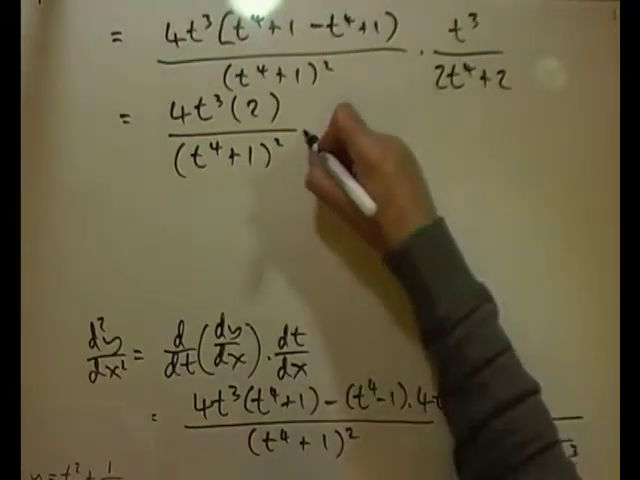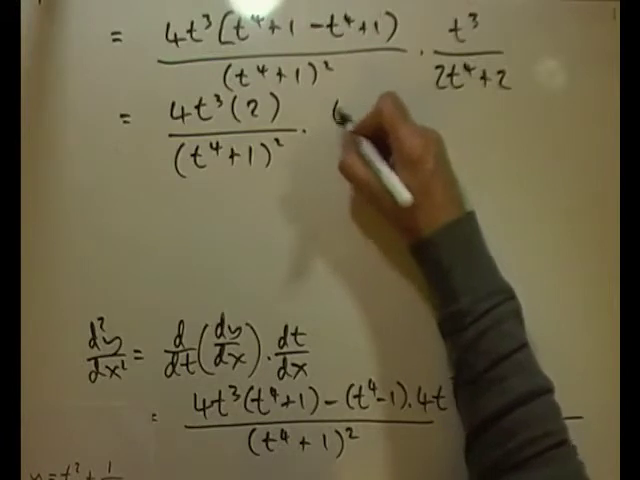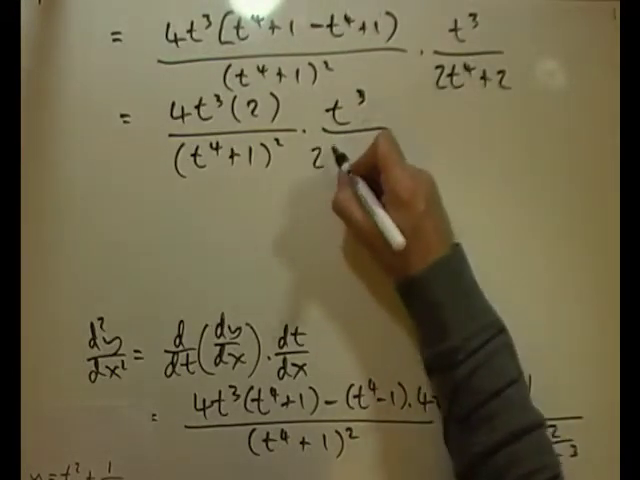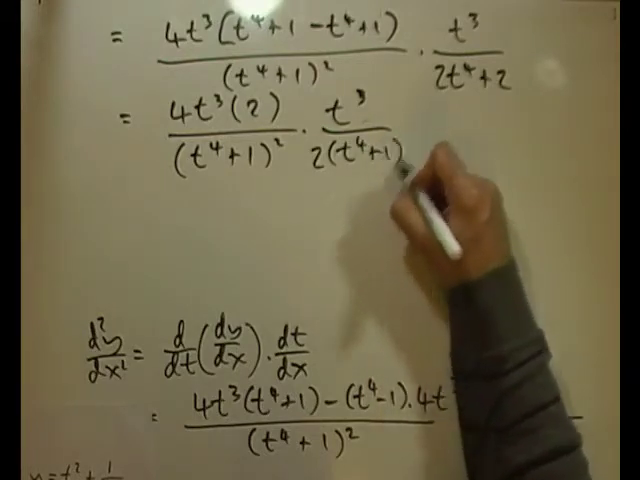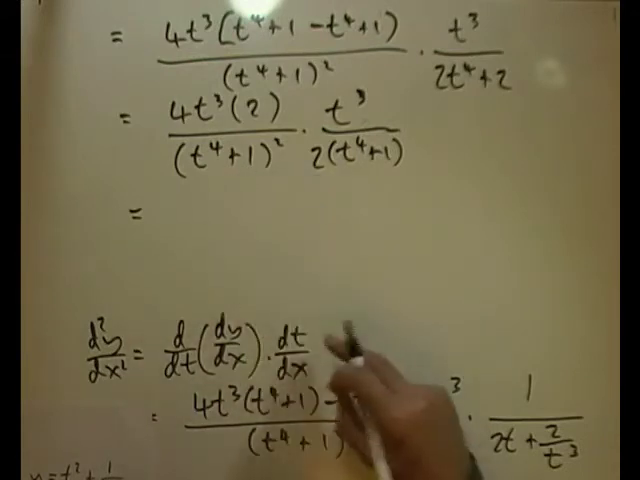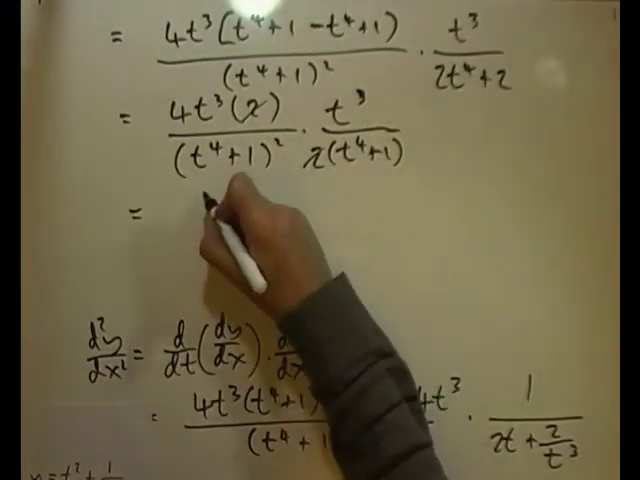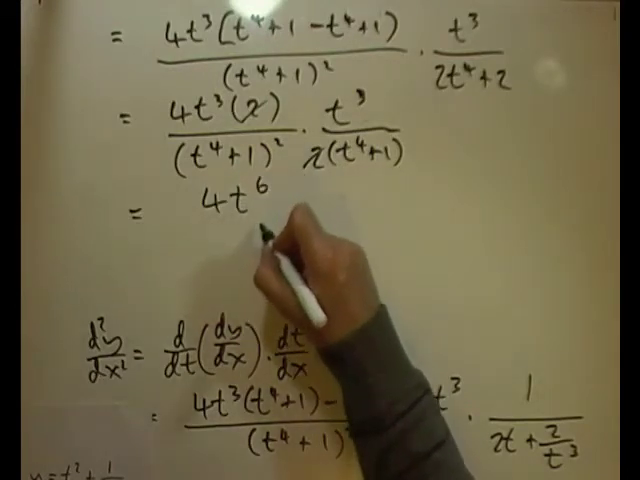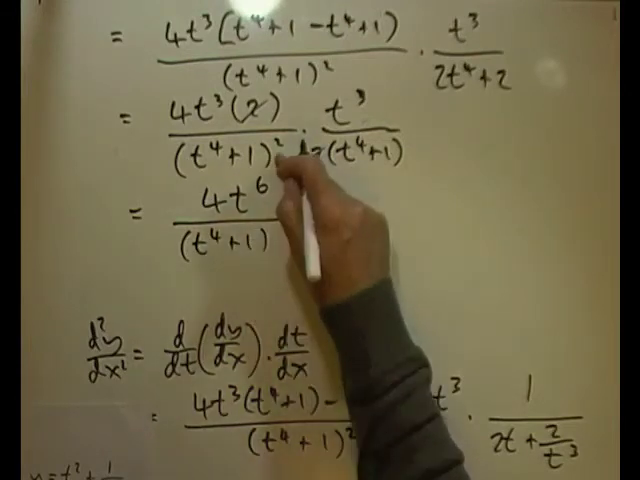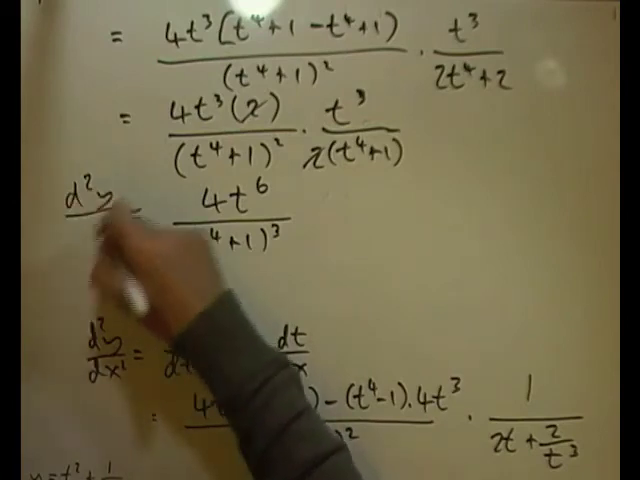Then I've got, this part here, I've got another t cubed. I can take out the factor of 2, so 2 times t to the 4 plus 1. That's very handy, because that's going to match that and give me just another power here. That 2 could cancel out that 2, so that would just leave me 4t to the power 6 all over t to the power 4 plus 1, that's squared plus another 1, cubed, which gives me the second derivative.